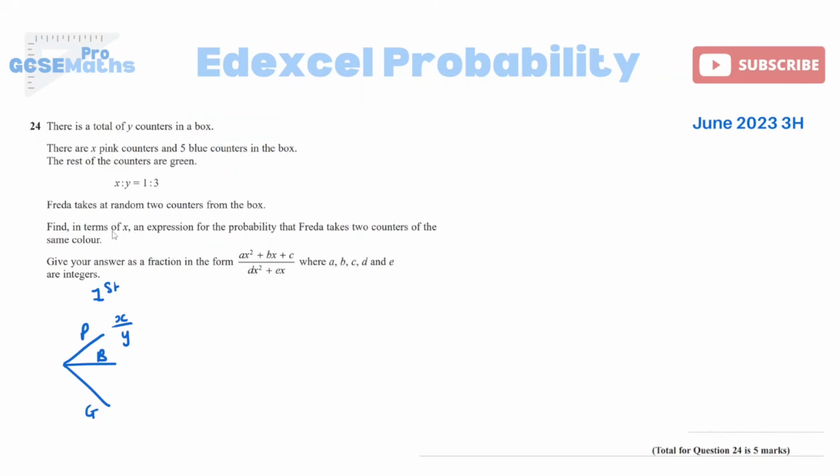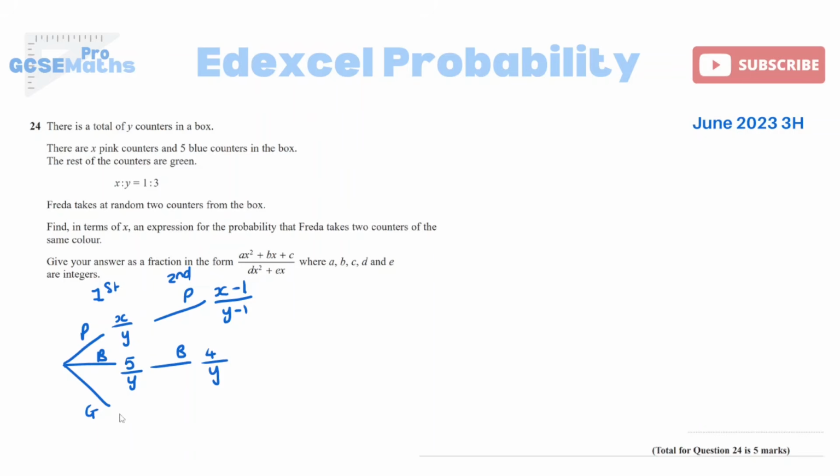Now, because they said find an expression for the probability that Frida takes 2 counters of the same colour, I'm going to follow this. My second counter would have to be pink again, wouldn't it? I'm not going to draw the other options because it's just going to be massive otherwise. So pink once, and then pink again is now, because she hasn't replaced that counter that she took, x minus 1 over y minus 1. Then we move on to blue. Now they've actually told us how many blue there are, so that's 5 out of y. And then again, to get the same colour, it would have to be blue again. That would be 4 out of y.